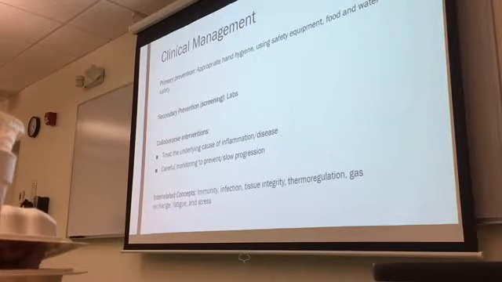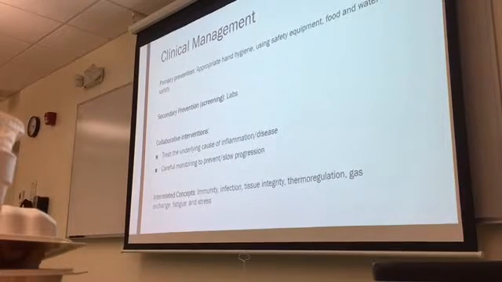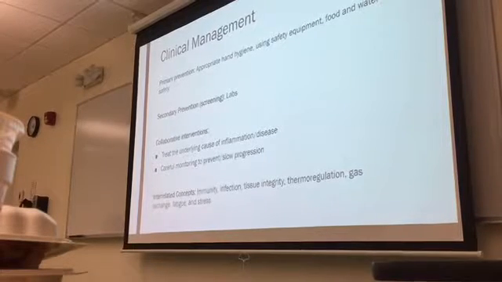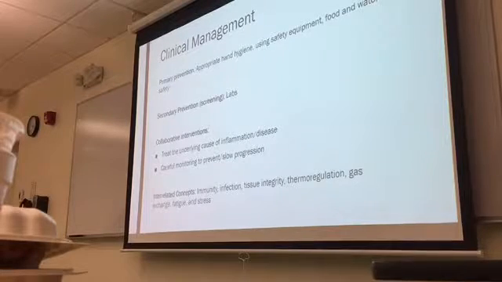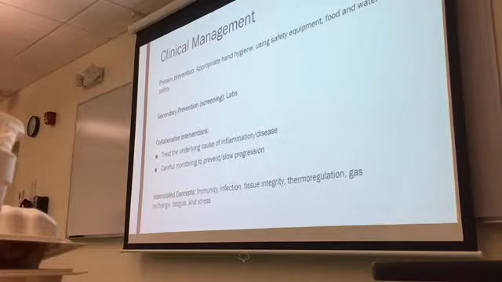Clinical management of these patients: primary prevention would be appropriate hand hygiene, food and water safety, which we'll talk more about with hepatitis. Also using safety equipment for risk of falls, and safety risks for patients who may be encephalopathic or at risk for falls. Secondary prevention is the screening, which would be their lab work that we discussed. Collaborative interventions would be treating the underlying cause and carefully monitoring to prevent or slow the progression of the disease.